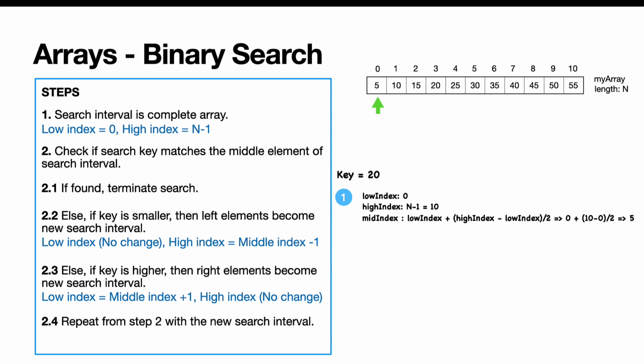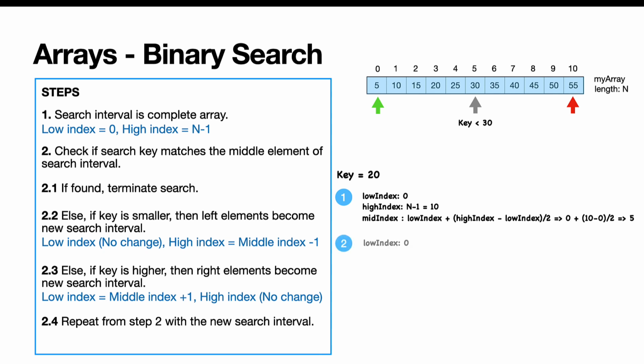So in the array, the low index is 0. High index is 10. The search span is from index 0 to index 10, and the middle index is 5. The search key 20 is less than the middle element 30. So we will ignore the right side of the middle index and search the left side of the middle index. Let's determine our indices for the next search step.